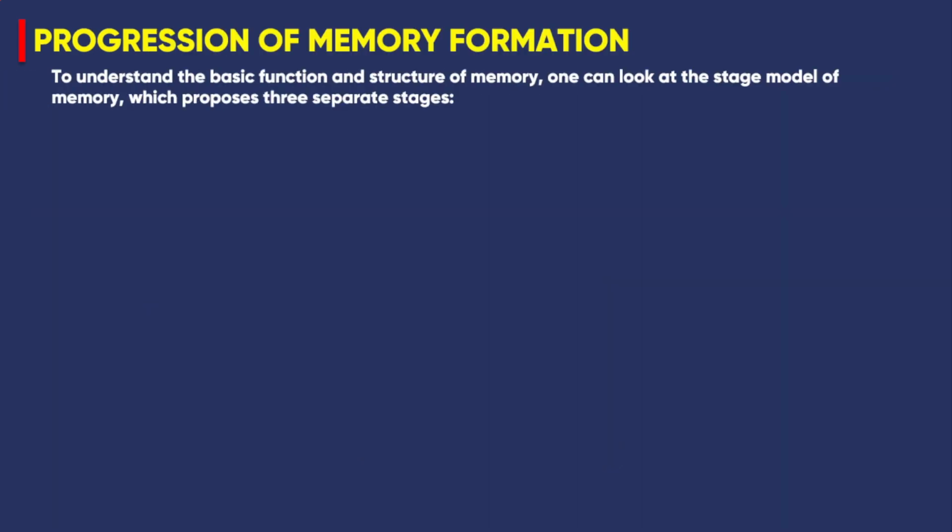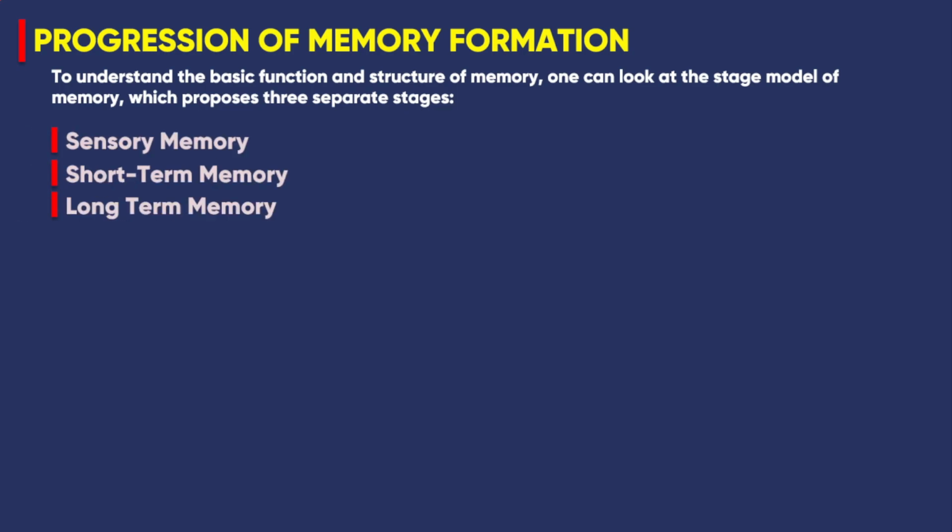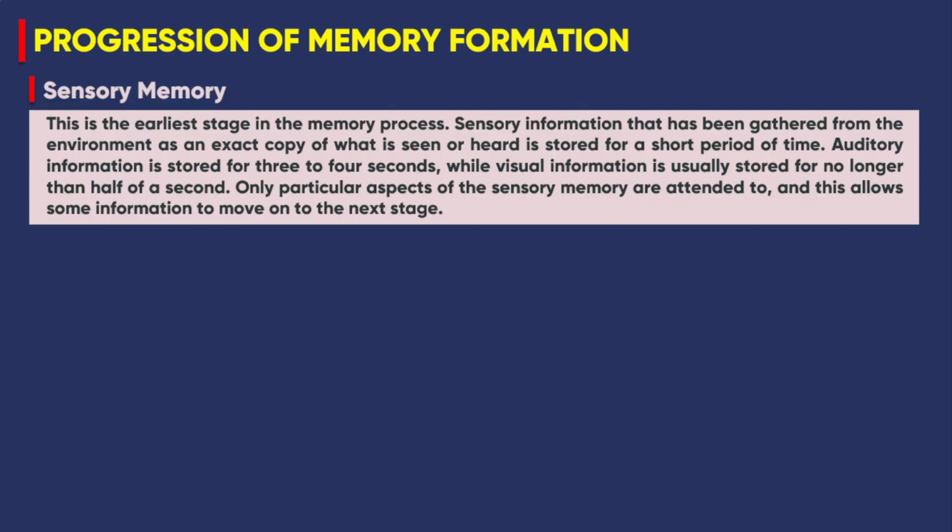conscious awareness. To understand the basic function and structure of memory, one can look at the stage model of memory, which proposes three separate stages, that is sensory memory, short-term memory and long-term memory. Sensory memory. This is the earliest stage in the memory process.